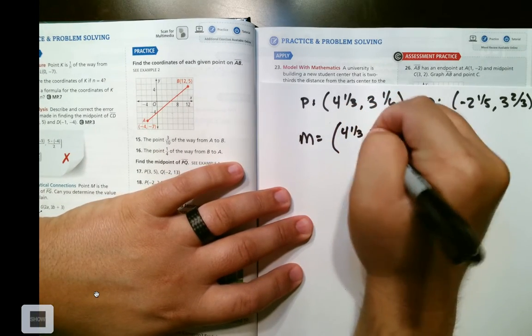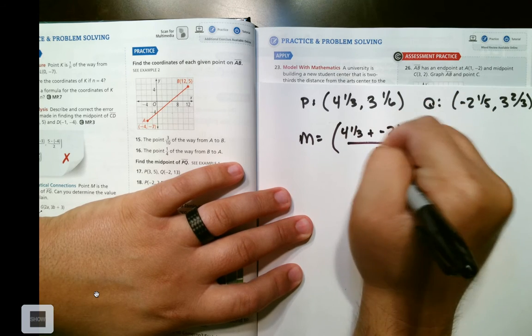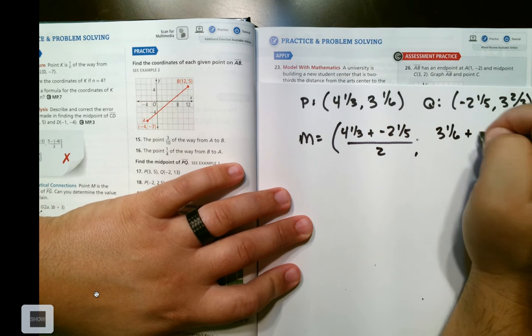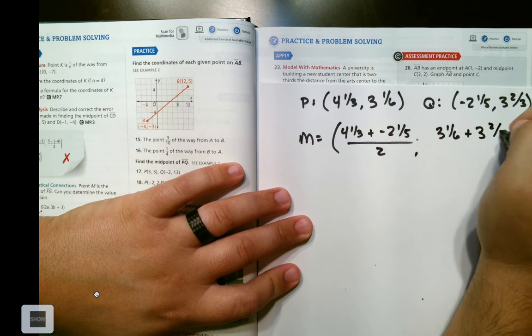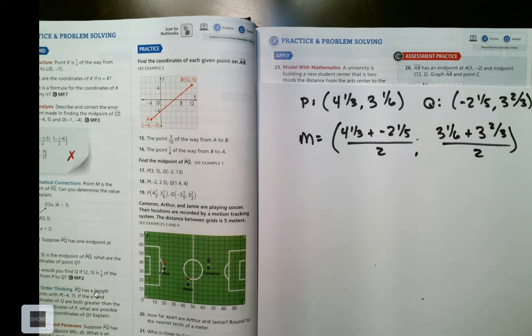4 1/3 plus -2 1/5 divided by 2. Add the two y values together. 3 1/6 plus 3 2/3 divided by 2. So if you're a little rough with fractions, maybe go back and watch a video on how to add fractions, right?